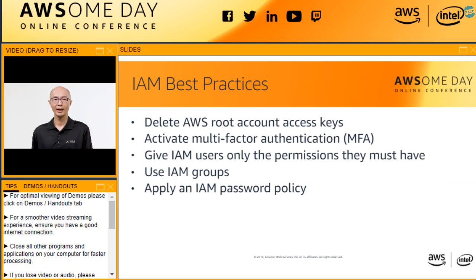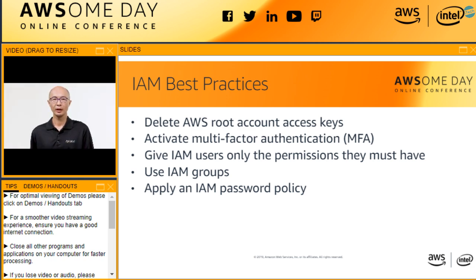Now that you have seen how AWS IAM works, let's walk through some of the best practices of AWS IAM. Delete your AWS root account access keys because they provide unrestricted access to your AWS resources. Instead, use IAM user access keys or temporary security credentials. Activate multi-factor authentication, or MFA, on your AWS root account to add another layer of protection to keep your account secure.